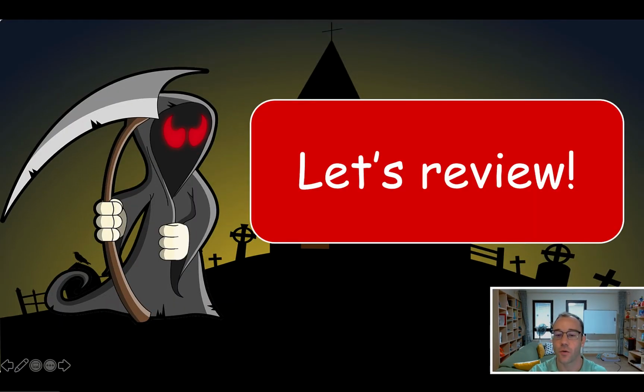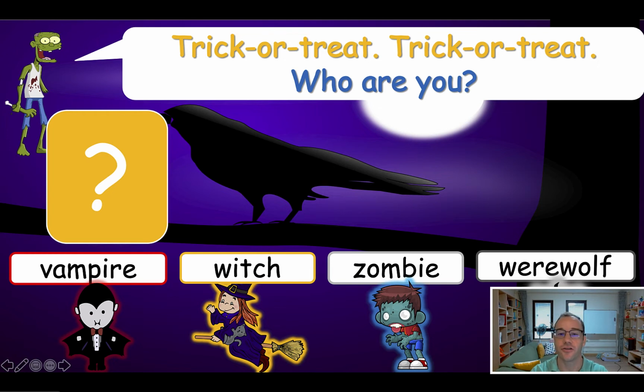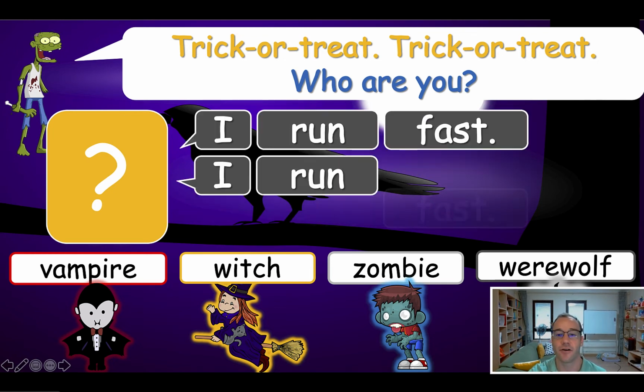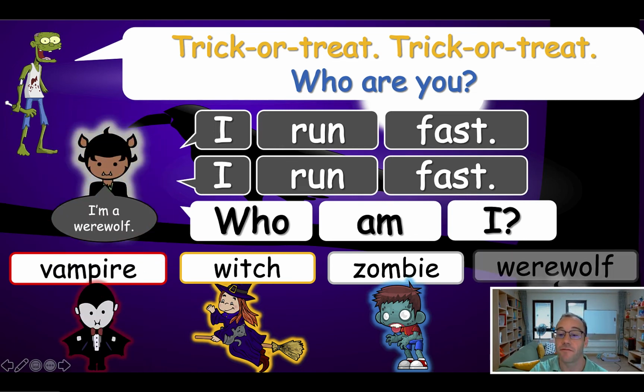Okay, so the next part, you want to quickly review what they just learned. Just have them say it again. So here, same thing. Trick or treat, who are you? I run fast. Who am I? Students raise their hands, okay? And they tell you what it is. They should say, I'm a werewolf. This will get them to say it again.